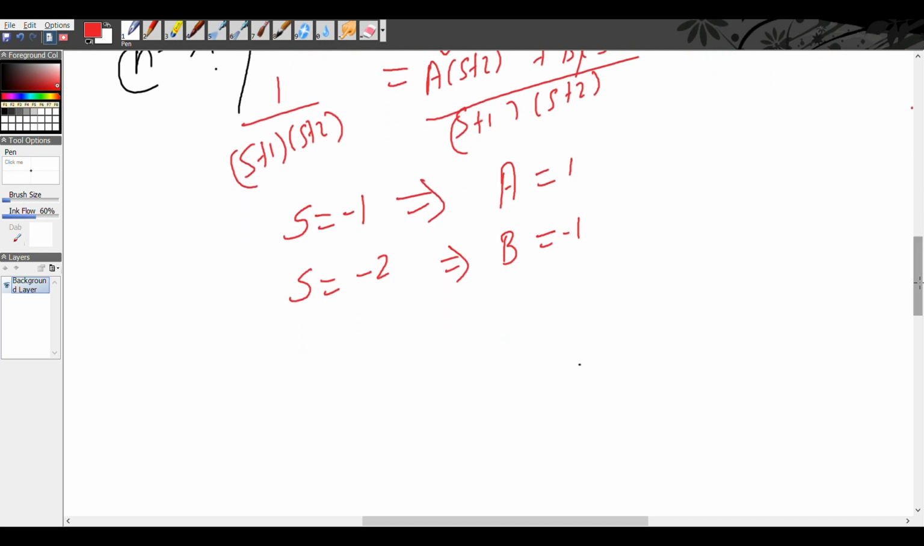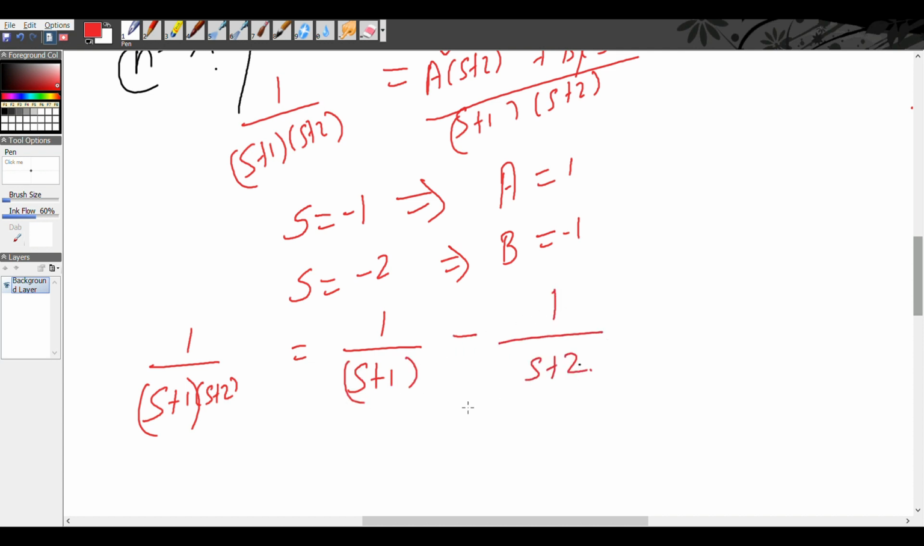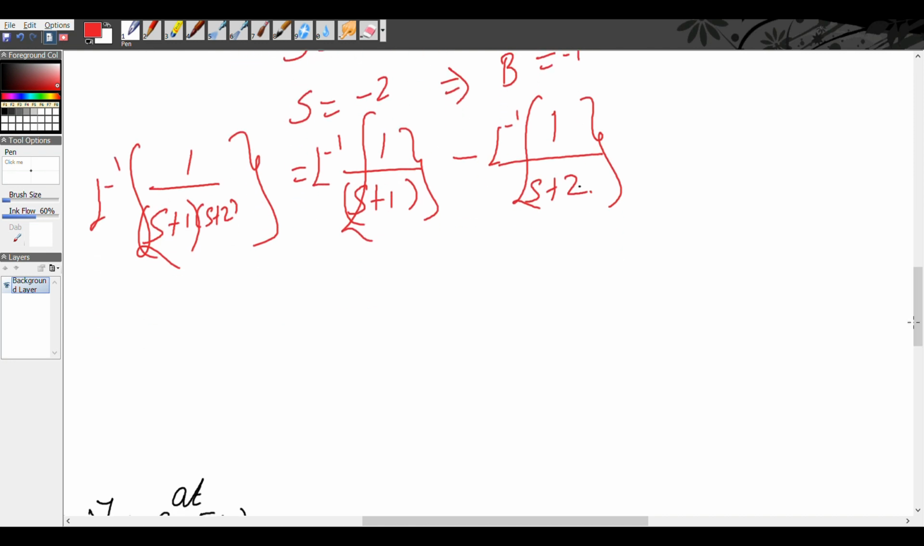So the original equation 1 by (s plus 1)(s plus 2) can be written as 1 by s plus 1 minus 1 by s plus 2. Now take the L inverse of this one, because we need to find the inverse Laplace transform, right? L inverse of this one. Now what is the value? The value will be e power minus t minus e power minus 2t.